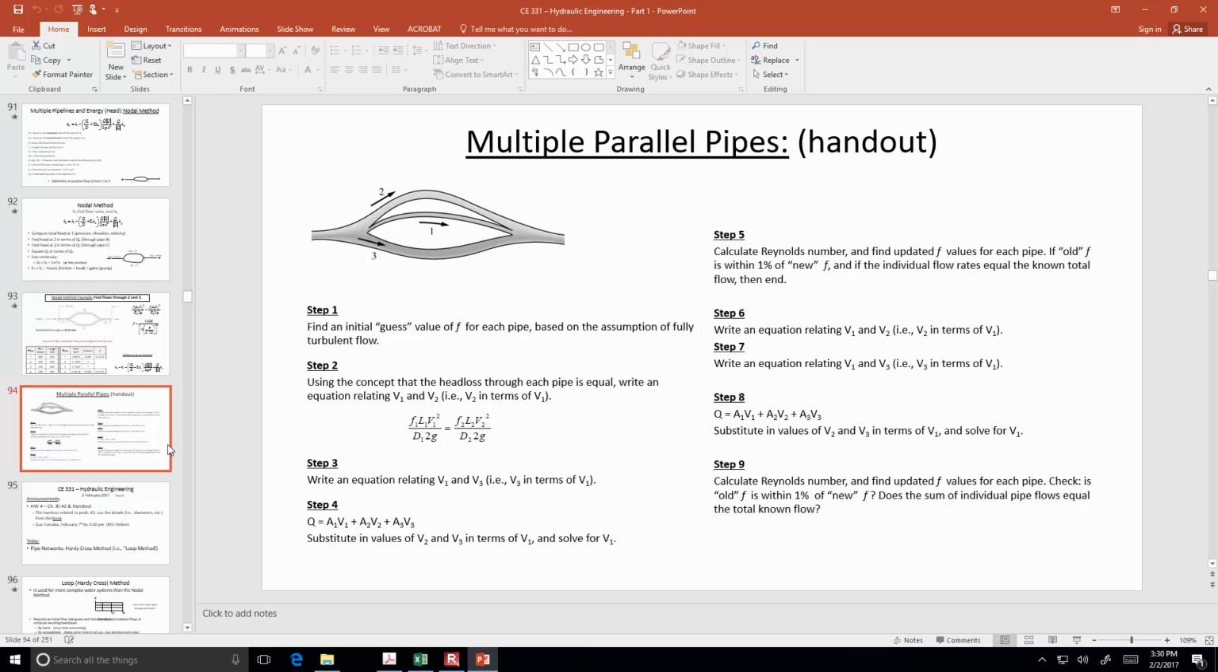Last time in class I gave you a handout to help you with this problem where the water can flow through one of three different pipes. That handout was actually originally developed as an in-class example that we didn't end up having time to solve last class period. And so the steps that are on that handout I hope will be useful for the homework problem.